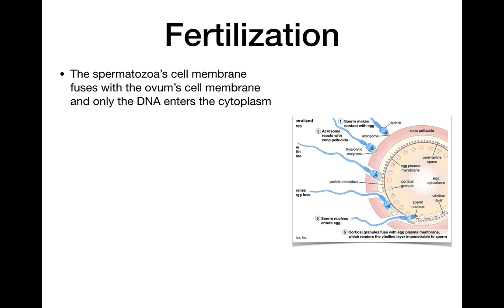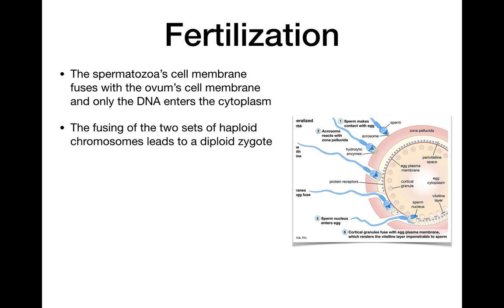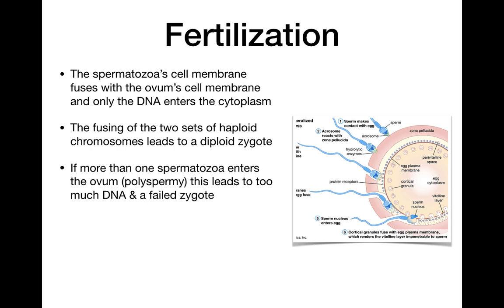Okay, so the two membranes are going to fuse, and only the DNA of the sperm enters the ovum, the cytoplasm. Nothing else enters. The tail, the mitochondria, everything else stays on the outside. And when we fuse those two sets of haploid chromosomes, that's going to lead to a diploid zygote. Remember, the zygote is a single-celled organism, a fertilized egg. It hasn't developed or divided yet. It's just a single cell, but it has half DNA from mom, half from dad.